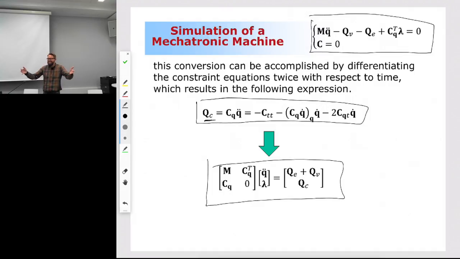Come here and hawk. No? Okay. Okay, so let me explain what we have in this equation.